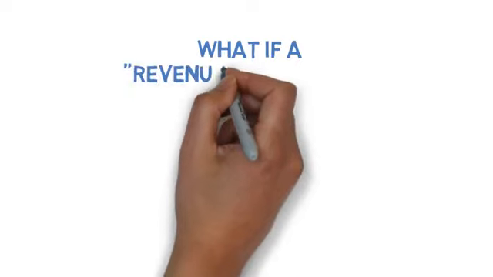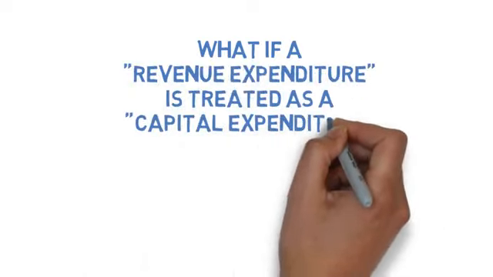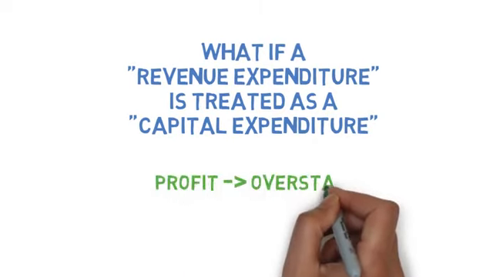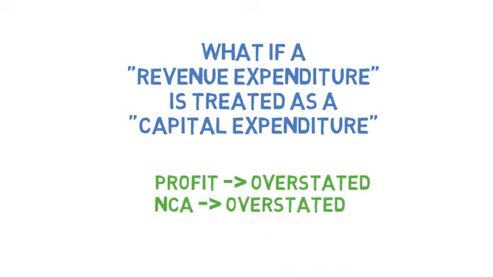Alternatively, what happens if a revenue expenditure is being charged as a capital expenditure? For example, we fueled up our vehicle, but instead of recording it as a motor expense, we treated it as a motor vehicle. So what happens? Our motor vehicle account goes up. This is overstated because we did not charge the expense. Therefore, our profit was also overstated. So both of these are overstating.